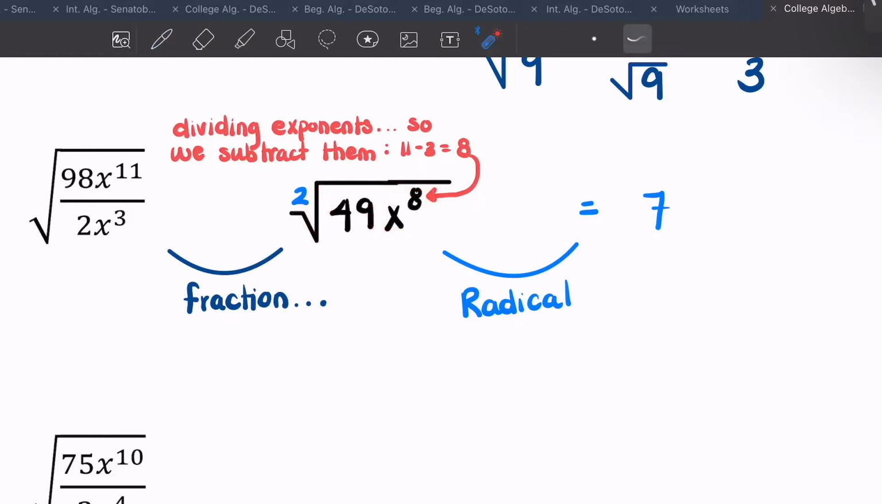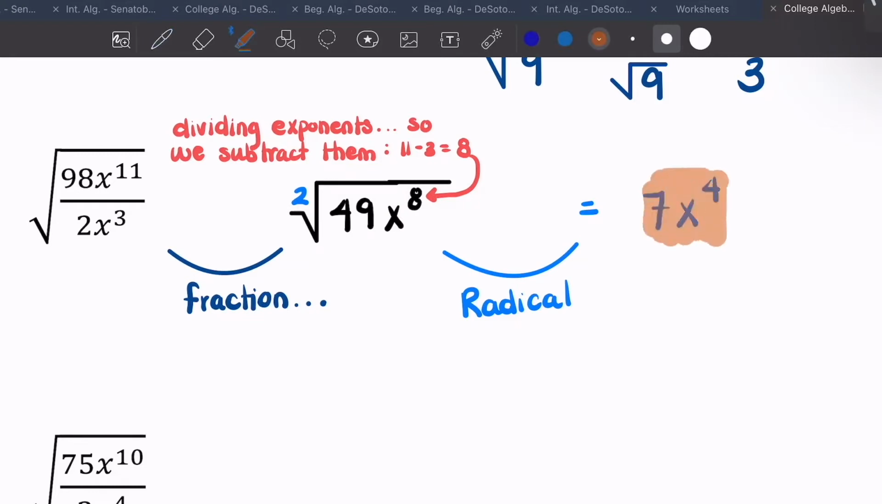So what you're going to do when your exponents are under the house and you need to get them out of the house, you are going to divide your exponent by whatever root you are taking. Okay, so I'm taking the square root here. So I'm going to say 8 divided by 2. Well, that's 4, right? So x to the 4th is what I would get. All right, so this is actually your answer right here.